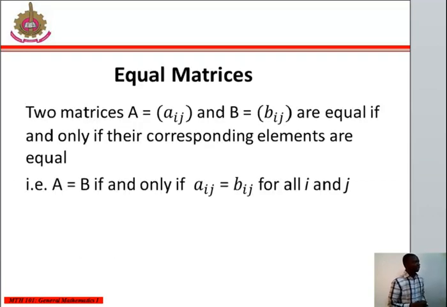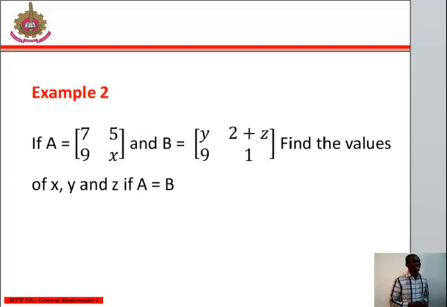Let's move on as we talk about equal matrices. Two matrices, A which is equal to Aij and B which is equal to Bij, are equal if and only if their corresponding elements are equal. That is, A is equal to B if and only if Aij is equal to Bij for all i and j. Those i and j are representing the number of rows and the number of columns.